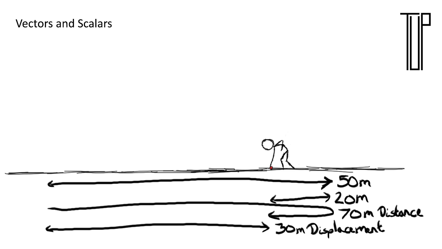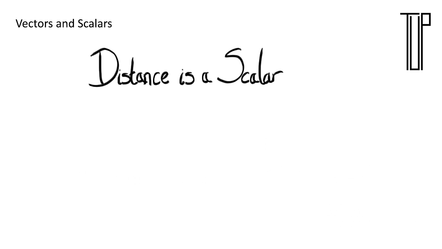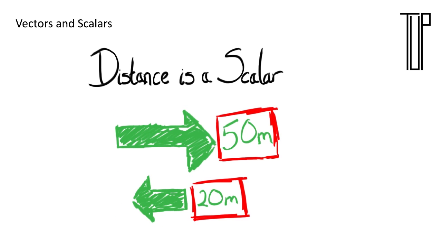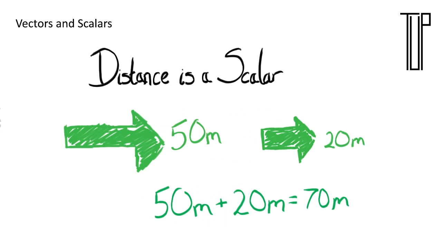These two ways of describing the motion are examples of vectors and scalars. The person walks a total distance of 70 meters, but is displaced 30 meters. Distance is a scalar property. That means it doesn't matter that the 20 meters is in the opposite direction. The magnitude, that is the amount, simply adds together to the total.